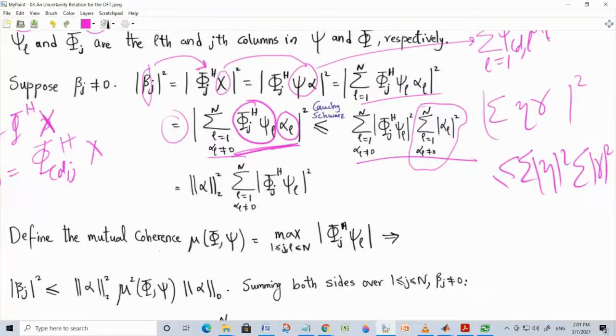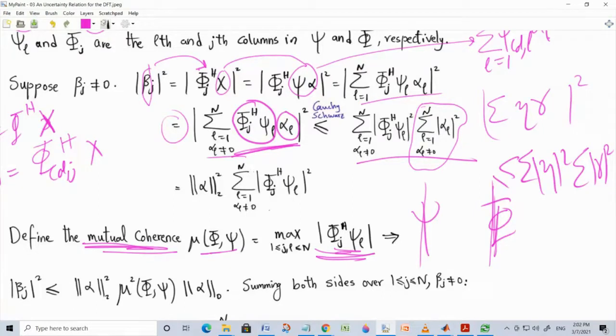Let's define the mutual coherence between phi and psi. This is a matter of definition. Psi is a matrix with columns, phi is a matrix with columns. You define the mutual coherence as follows. You take a column from phi and a column from psi, and you compute the magnitude of the inner product. The maximum magnitude of an inner product will be the so-called mutual coherence between these two matrices phi and psi.